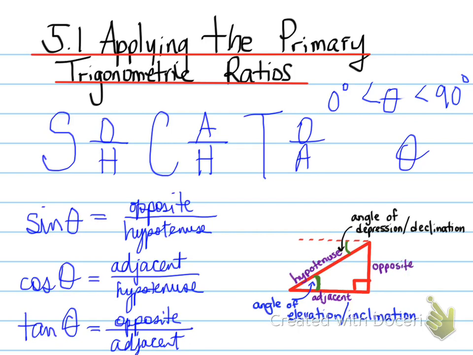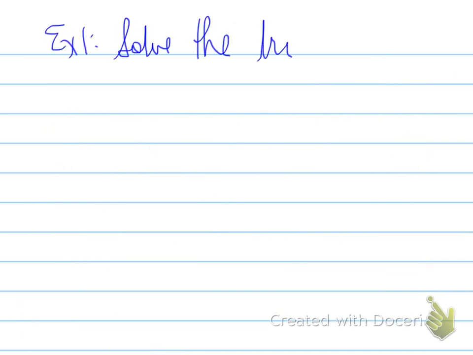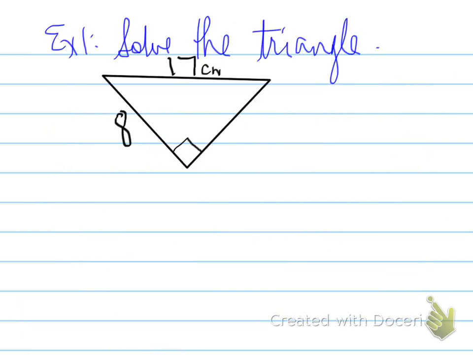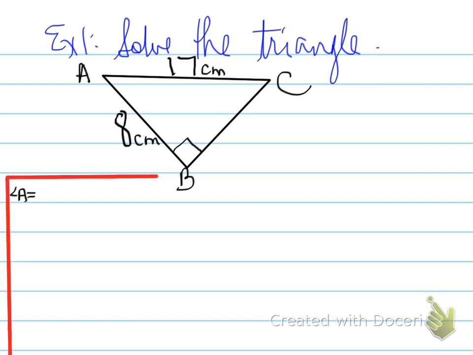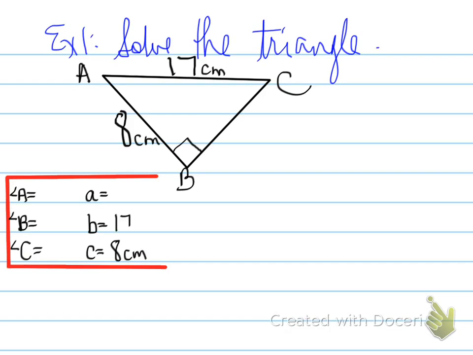All right, moving on to some examples. Example 1, solve the triangle. If you're asked to solve a triangle, what that means is that you need to find all the angles and all the sides. So list all the angles and all the sides. And this is what we're doing. We're marking all the angles and all the sides, and we need to find the rest of the information. For example, we need to find angle A, angle C, and side A.